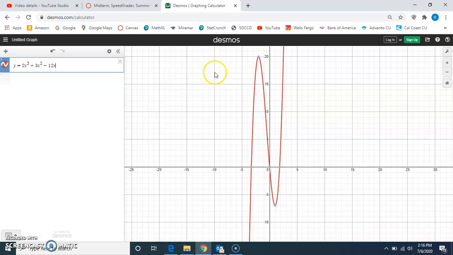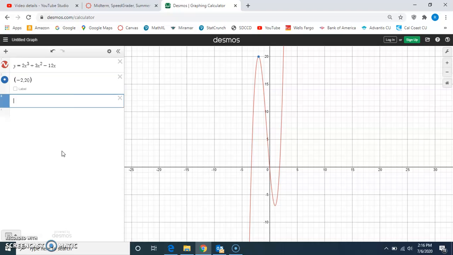We then later found the local max and min. So I just highlighted them, but you can also type them in. So we found there was a local max at negative 2, 20. And yep, we can see that right up there. And there was a local min at 1, negative 7. And yep, we see that right down there. Looking good. Confirming your answer, always encourage it.